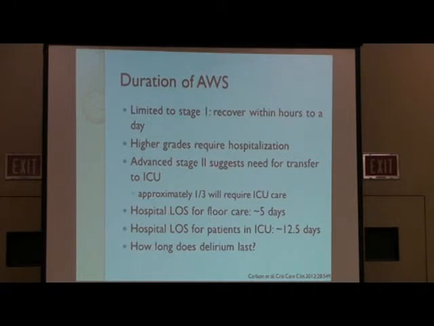I think here is where it's important to recognize key decision points. When somebody is having relatively severe alcohol withdrawal, they're going to be admitted to the hospital. That decision point is not really something that can be altered very much. But the next one, when somebody goes to advanced stage 2, let's say, it's suggested that those patients should be transferred to an ICU.